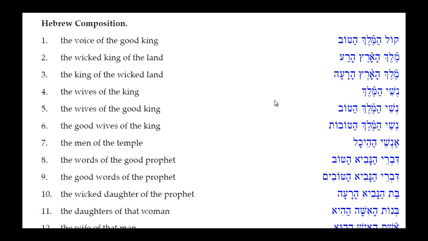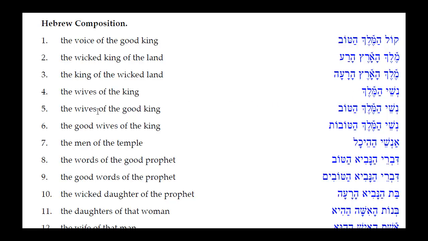In number 4, we'll look at the wives of the king. So the wives are in construct, and king is absolute. Wives is plural, so we would put neshe. It's one of those irregular construct nouns. Neshe, and then the king. So it's definite, Hamelech. Neshe Hamelech, the wives of the king.